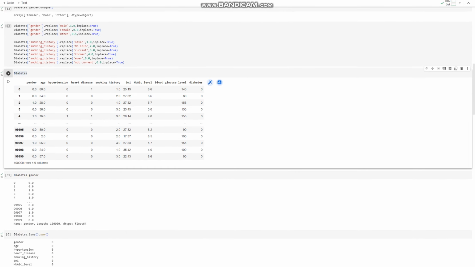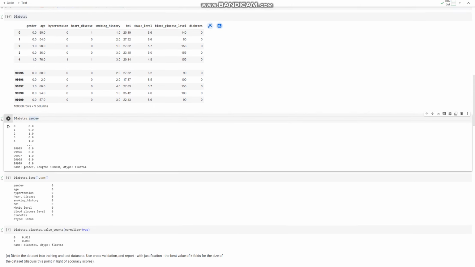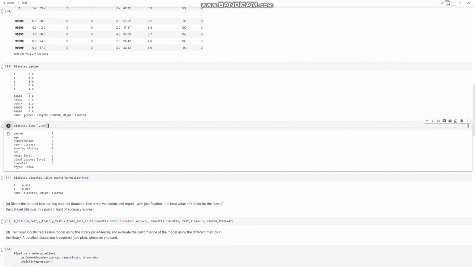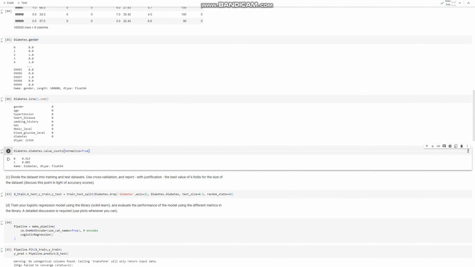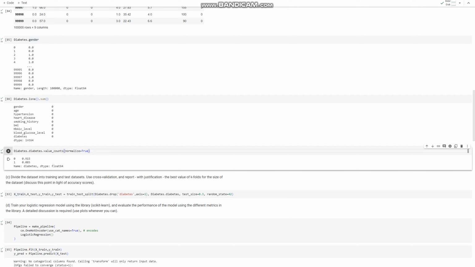I look at the data frame again, and now it's looking a little better. Here I just look to see if I've missed anything. Look for any NaN values. I also check the target to see how much of the data set is people that have diabetes from people that don't in the data set. So I'll take a look at that.